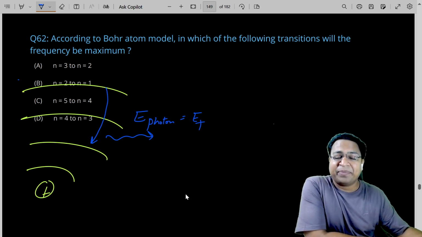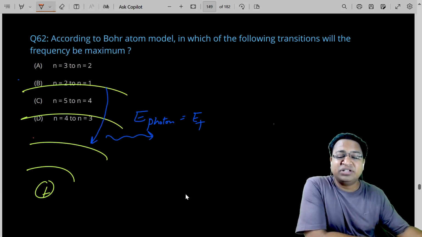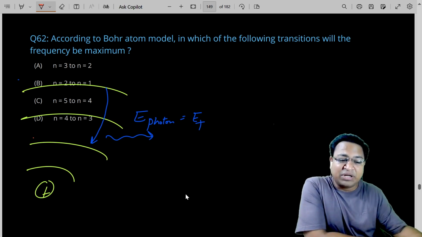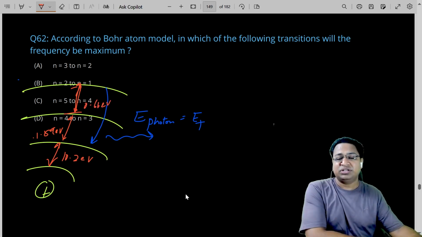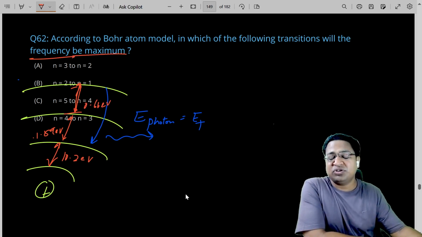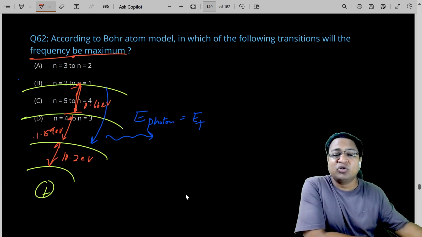And next, if you remember the values, you can notice that, or that's a standard result to remember, that as we move away from the nucleus, the energy difference between two successive orbits goes on decreasing. For example, between the first and the second, the difference is 10.2 electron volt. Between second and third, this difference becomes 1.89 electron volt. Between third and fourth, this difference becomes 0.66. So the difference is going on decreasing. And therefore, if we are looking for the transition with maximum frequency, or in other words, maximum energy, then we have to look for the transition that has happened closest to the nucleus.